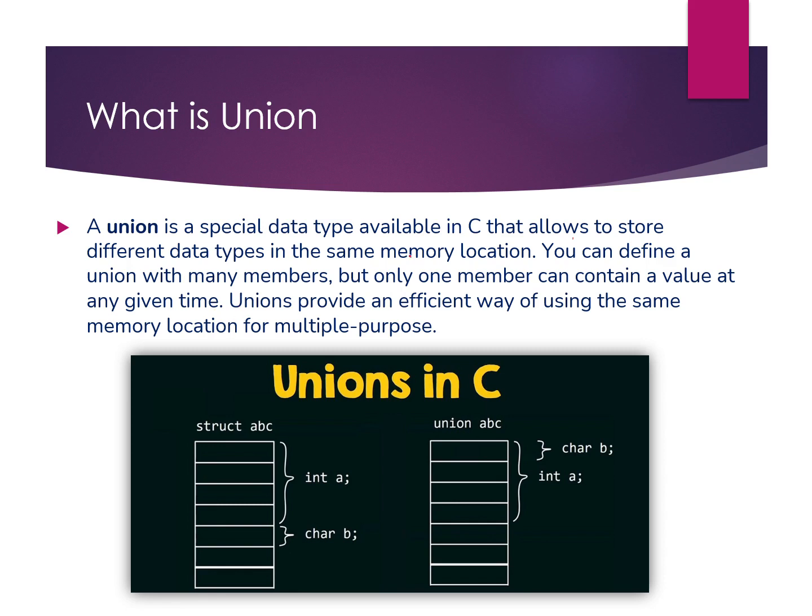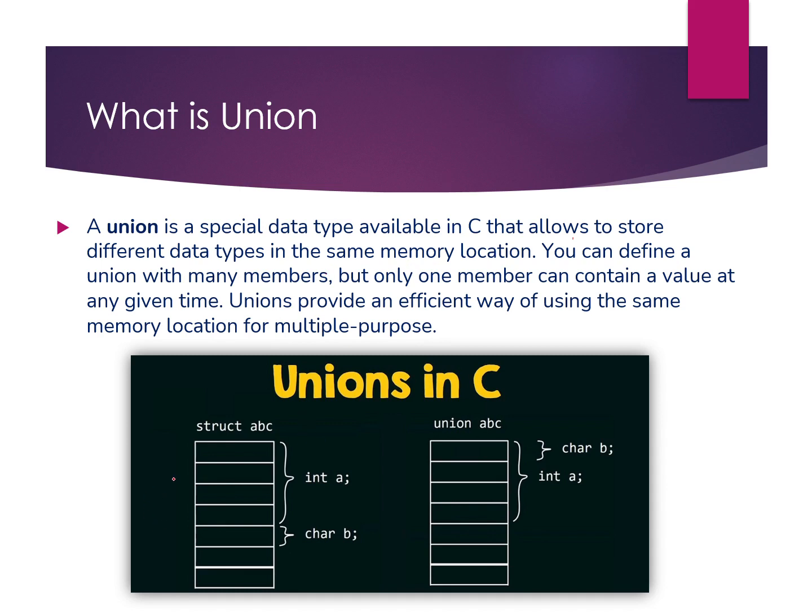Okay, so the main difference is that here also you can define many members, right? But only one member can contain a value at any given time. Unions provide an efficient way of using the same memory allocation for multiple purposes.